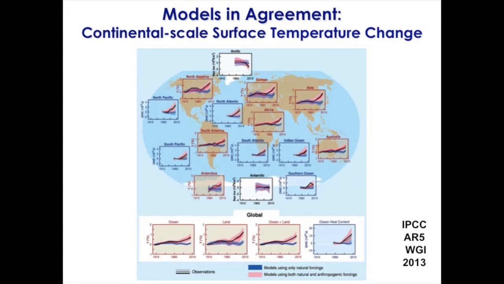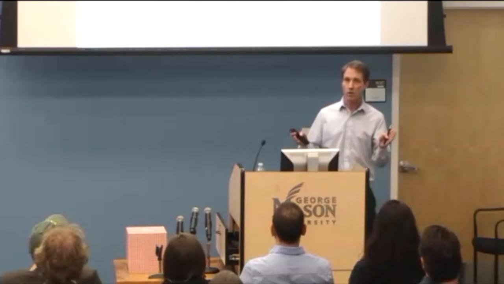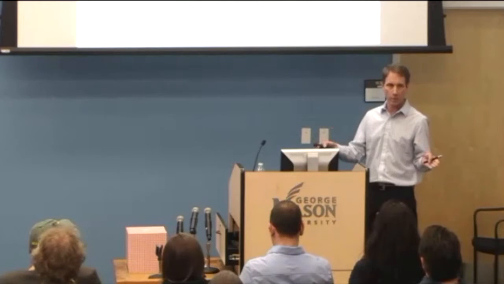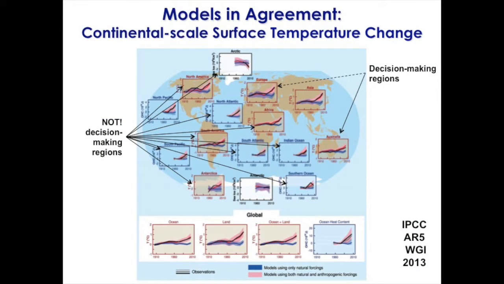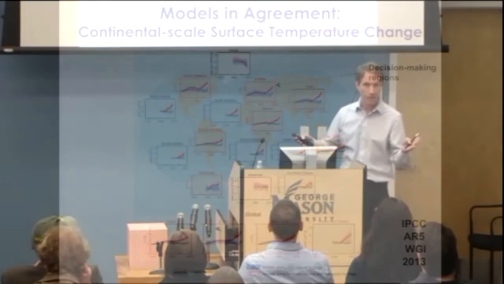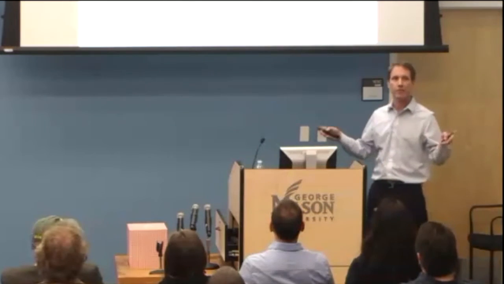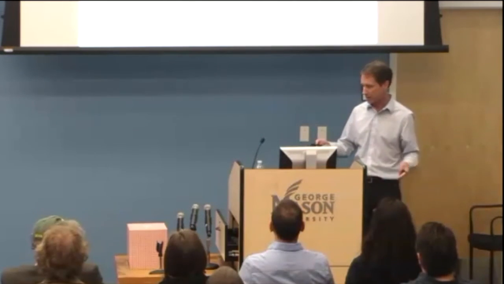And if you look at the one at the bottom here, the two curves are different, which is our smoking gun. It says humans are, in fact, responsible for the warming we've observed over the past century. But the problem with this picture is that, and we can also zoom in to continental scale, there are only two of these postage stamps that are decision-making regions. One is Australia, which has a government, and one is Europe, which has a confederation of governments. All of these others are not decision-making regions. So we can't give information to people who need to make decisions.